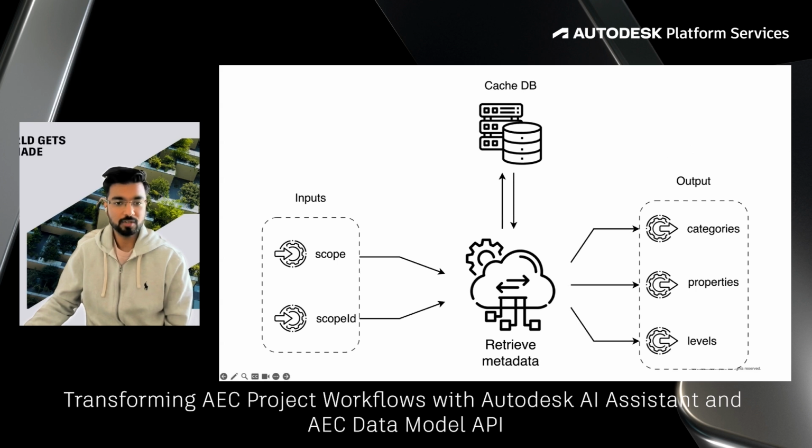Let's take a deeper look into the retrieve metadata submodule. It takes scope and scope ID as input, where a scope can be a design, project, or hub, and scope ID is a respective identifier. As for the output, it returns a list of categories, properties, and level attribute values that are used within a given design, project, or hub. Now, this information is fetched from a cache database for faster retrieval.